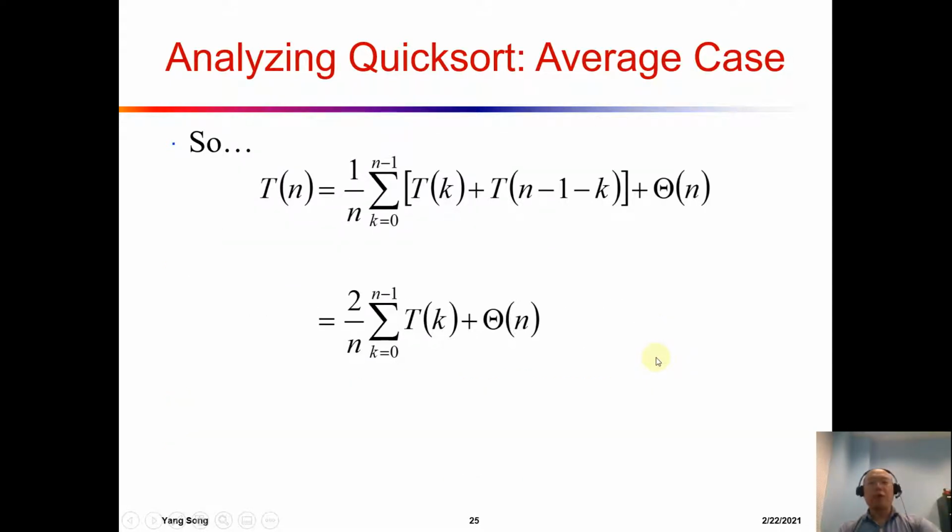Then we want to massage this a little bit, and we want to extract the 2 here because each of the T(k) terms is going to be counted twice. So we extract the 2 here, so this summation, or the sigma, will be easier. Okay, so this is the T(n) using the probability of all the possible partitions.